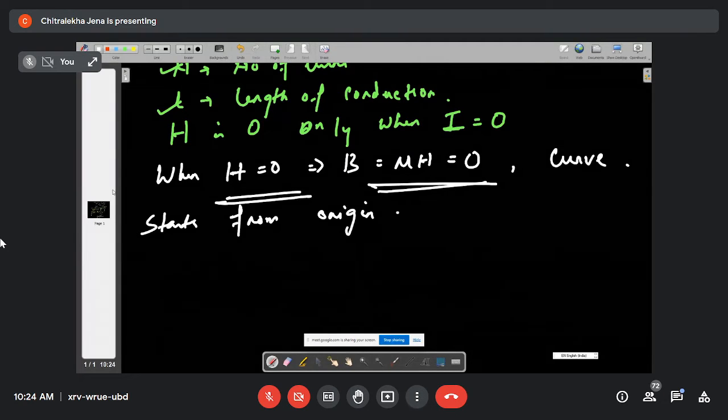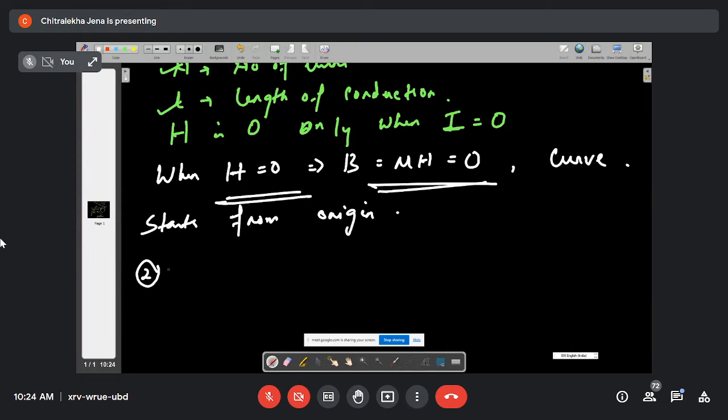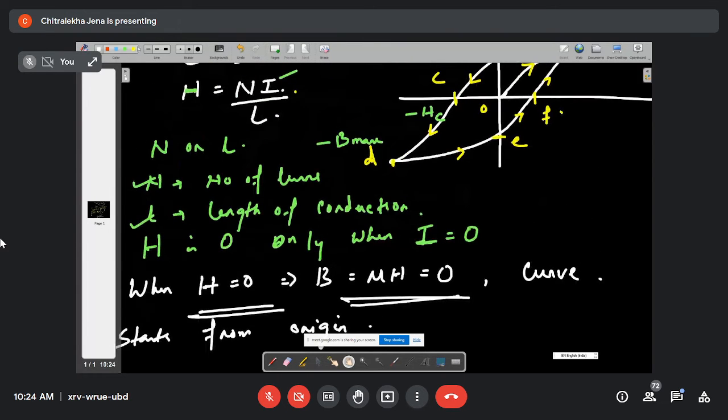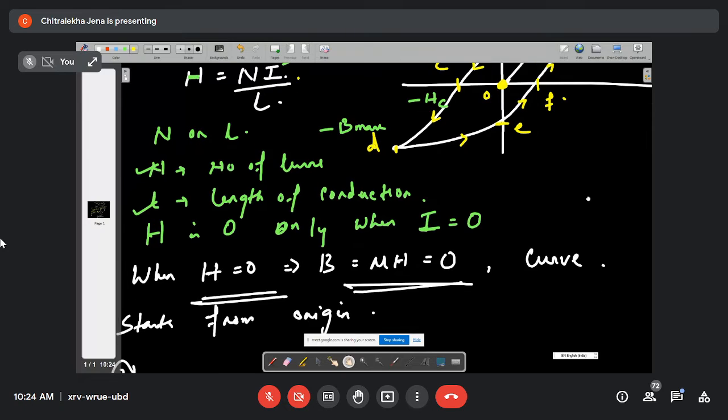Okay. Yes. Anybody who is not clear, tell me. Anvay, you are clear? Yes, ma'am. Okay, very good. So the curve is starting from origin. Look at the BH curve. It starts from origin. This one. Now come to the second point.